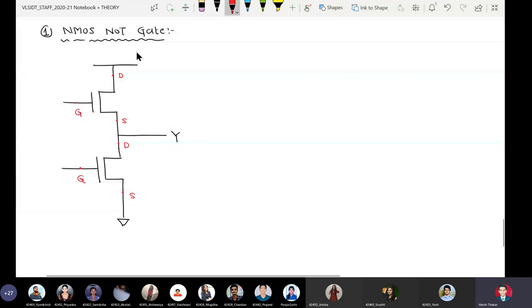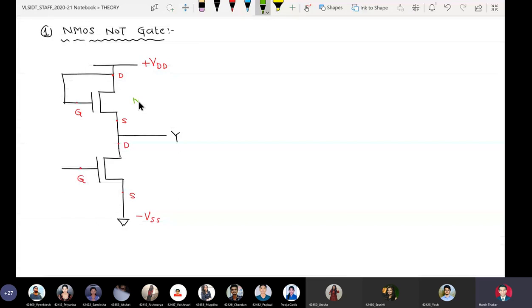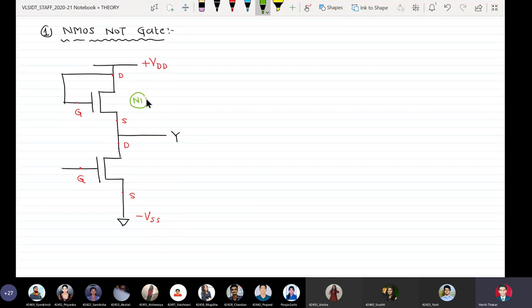Okay, and see what I'm doing now. Short circuit the drain and gate. Okay, so we can name the transistors. Because it is NMOS, the first NMOS is N1 and the second is N2. And here I am going to apply my input variable A. Okay, so the analysis is very simple.